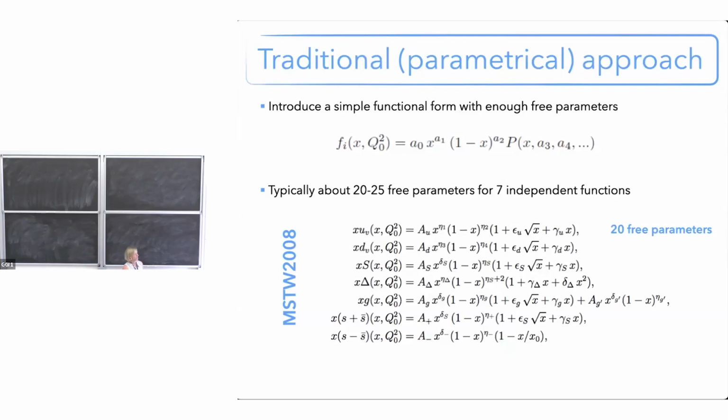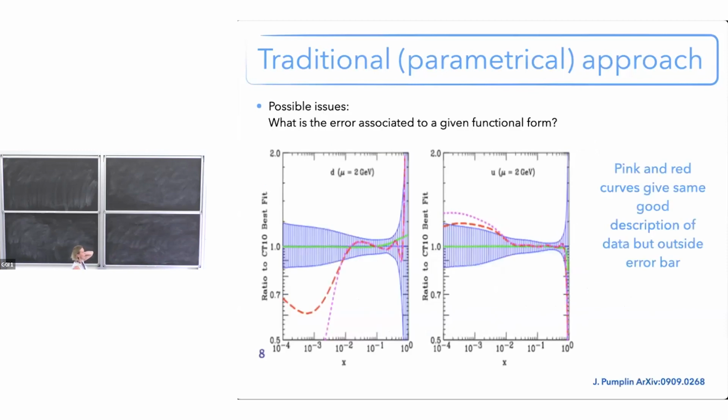And because of the sum rules that I mentioned before, not all of these parameters are independent. Some are functions of the others because of the integrals that you have to impose upon these parameters. I want to show you this extra term here because it's relevant for the example I'm going to do later. The possible issue is, if you fix the functional form, what is the error associated to a given functional form? This is what John Pumplin was showing at the beginning when we had the first CT10 fits. He said, this is your nominal uncertainty for the down quark, and this is the nominal uncertainty for the up quark.